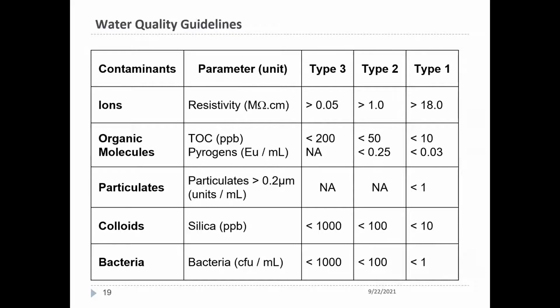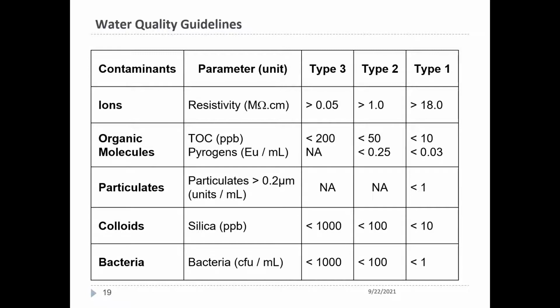These are recommended guidelines. So we have 3 types of water, with the lowest grade being type 3. We have type 2 and type 1. So type 3 and type 2 are usually called pure water. And then we have type 1, which is the ultra pure water.